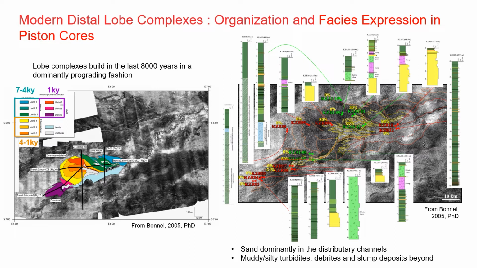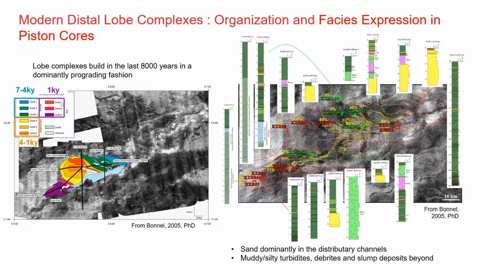The modern distal lobe complexes were sampled by Ifremer and studied in detail. In his PhD, Bonnel shows the absolute age of individual lobes and lobe complexes, to the left, which appear to be mostly prograding. Note the dimension of the ensemble, 30 by 70 kilometers. Very big. Backscatter imagery revealed central portions dominated by distributary channels, contrasting with the more diffuse and feathery-looking bodies in their surroundings.